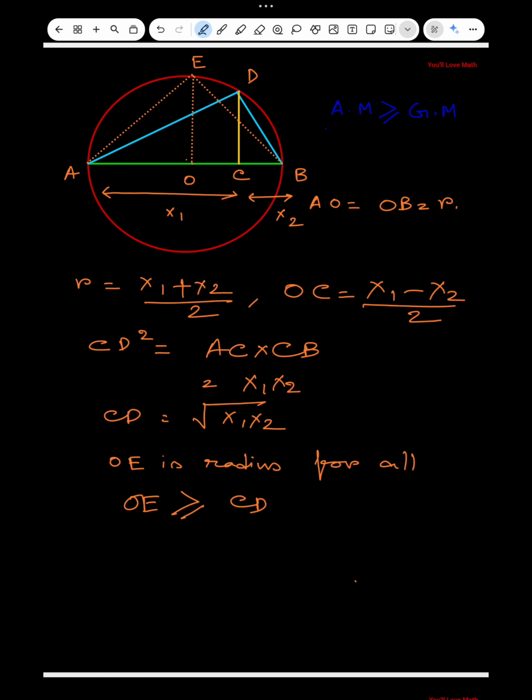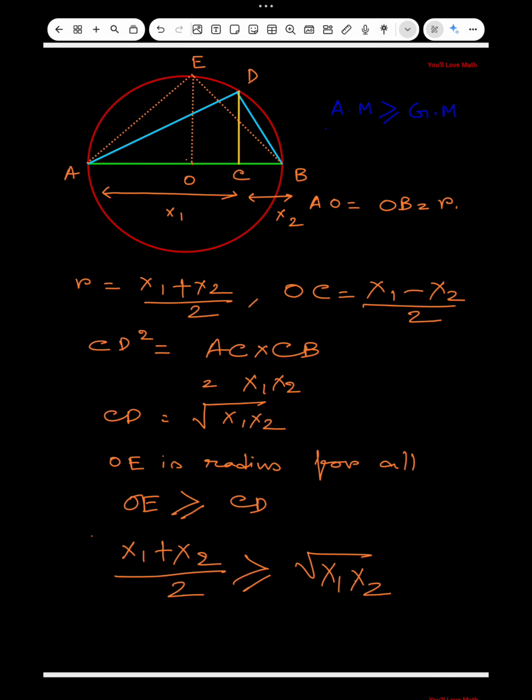So now put the value of OE. OE is the radius (x1 + x2)/2, greater than or equal to CD, which is the square root of x1 x2. So the GM inequality is proved here for two values x1 and x2. This is a very beautiful proof of the AM-GM inequality using geometry. We can prove the HM also, so we will prove it in the next video.